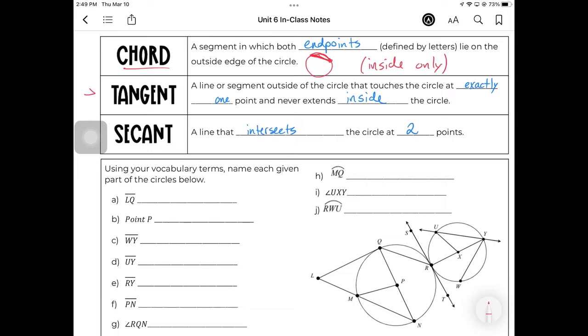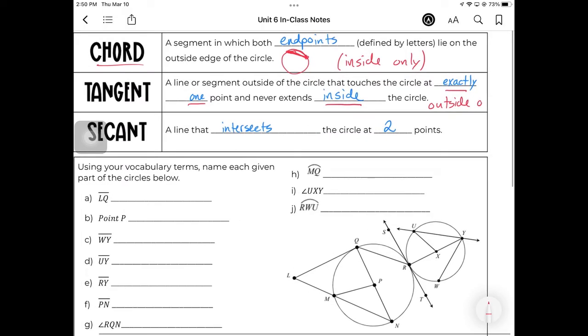Now, this next word, tangent, you might recognize from our last unit when we talked about sine, cosine, and tangent. This is not the same kind of thing. It's the same word, but just a different meaning of the word, different use of it. A tangent is a line or segment outside of the circle that touches the circle at exactly one point, and it never extends inside the circle. So all the points of a tangent are outside only, except for that one place that it touches or intersects the circle. We'll look at some examples in our next portion of the notes, but I want to make sure you get these terms written down.